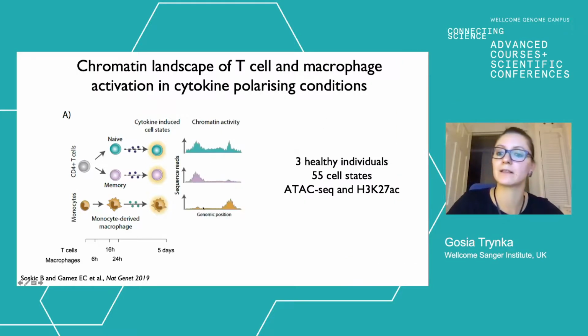And then upon activation, we profiled chromatin activity in these different cell types, and we've done it at 2 different time points, which were different between T cells and macrophages. And collectively with this approach, we generated a resource of 55 different cell states in immune cell types, and we used 2 different chromatin marks to profile chromatin activity.